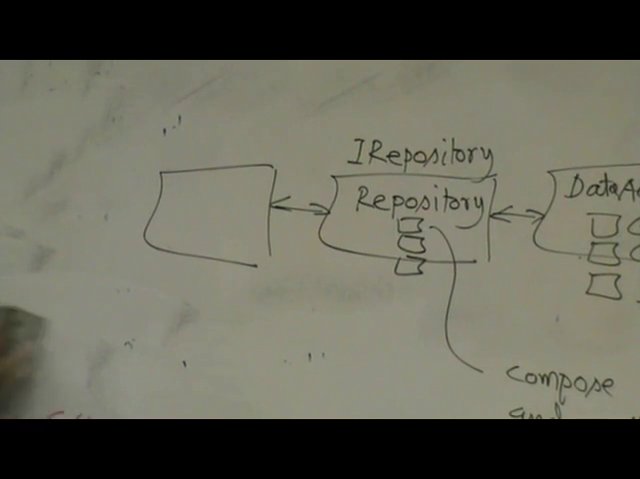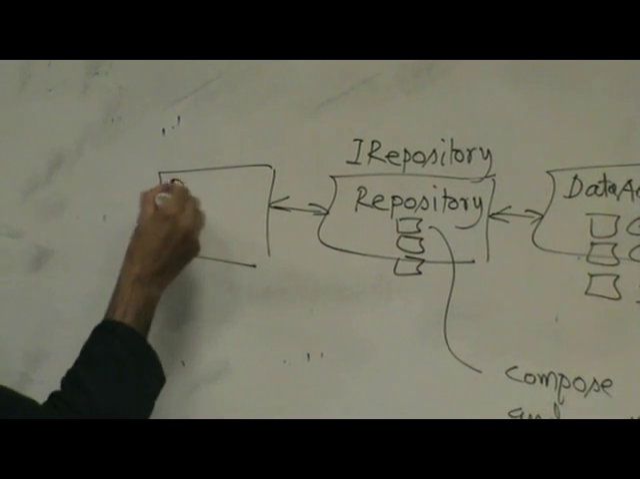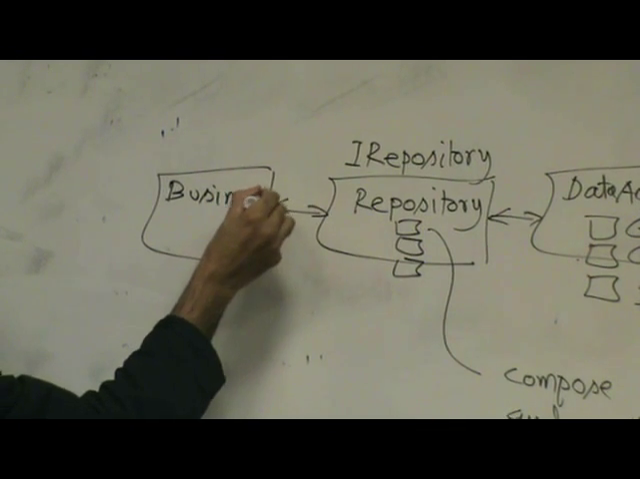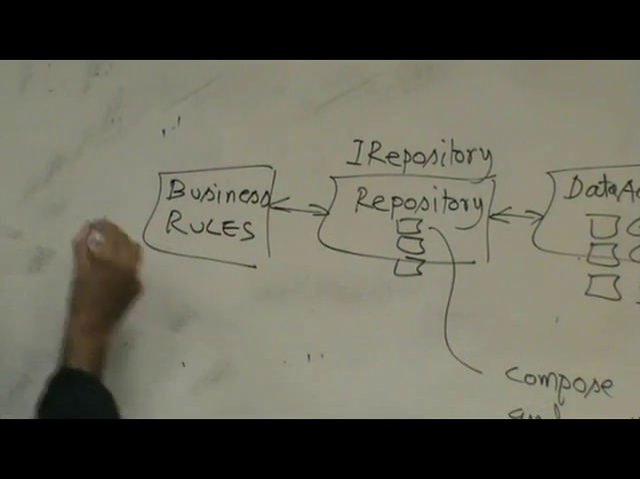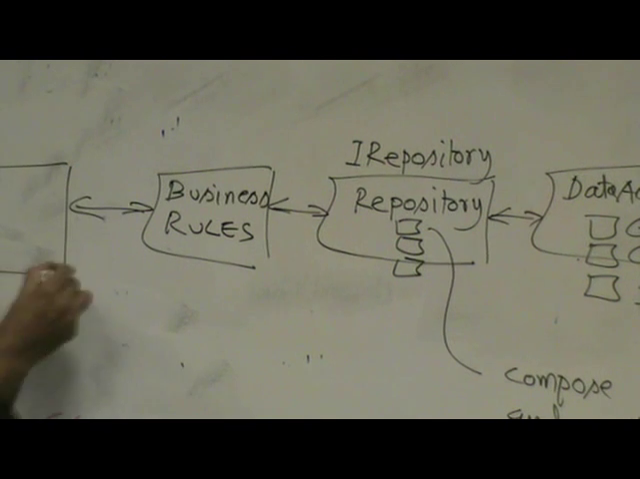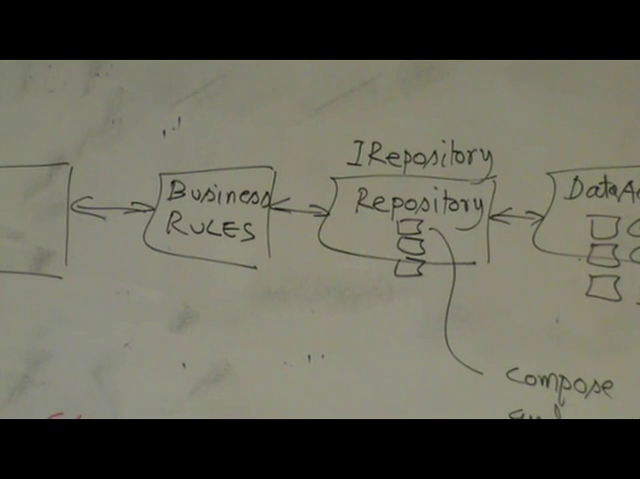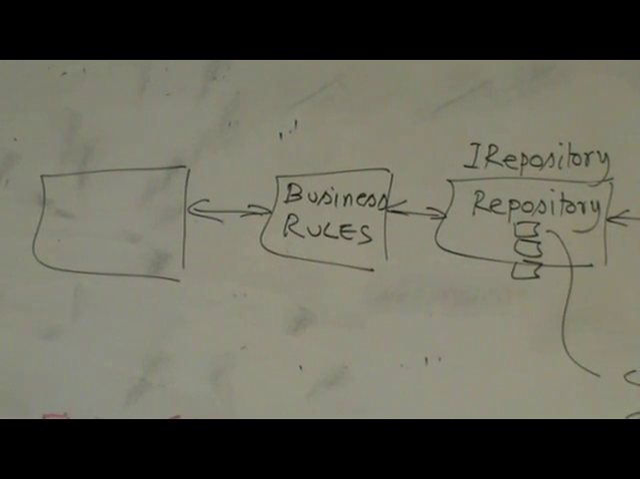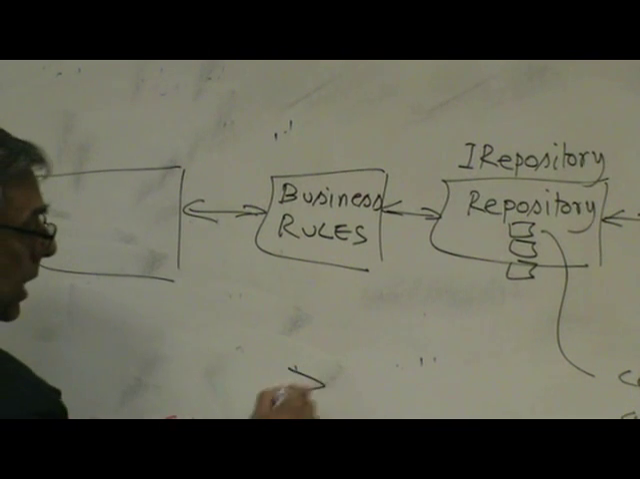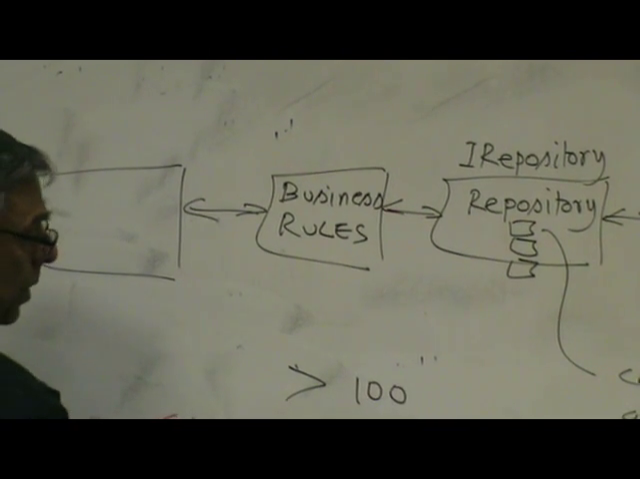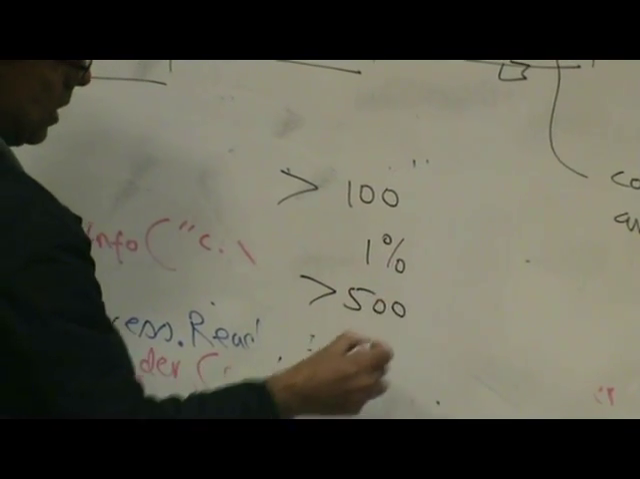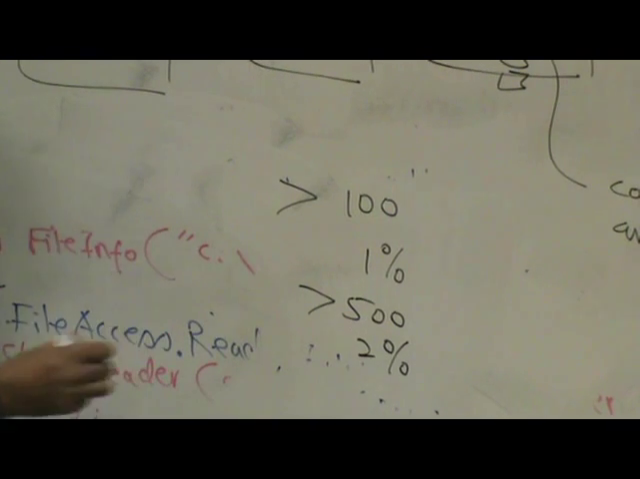Okay, so for example, let's pretend you are creating some kind of product management or sales application, right? In a sales application, somebody will try to purchase a product, okay? And suppose if they purchase an amount greater than $100, you will give them a 1% discount. If they purchase more than $500, you'll give them a 2% discount, right?